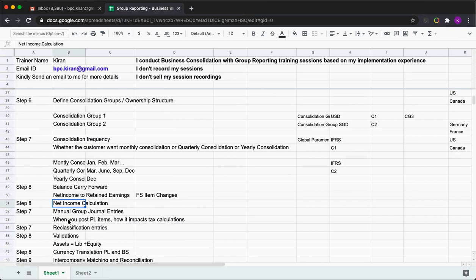Can I check something? When we post the consolidation journal, does it mean we need to run this retained earnings calculation again, or could we do automation there? That I am explaining here, manual group journal entries. So I am running the net income calculation. After that, if I post any manual group journal entries, what we have to do, that I am adding here itself. Oh, step 8. Okay. Step 7.